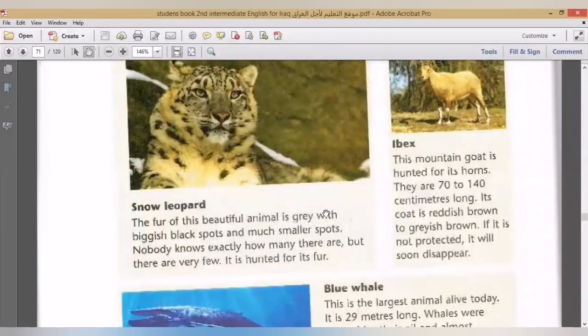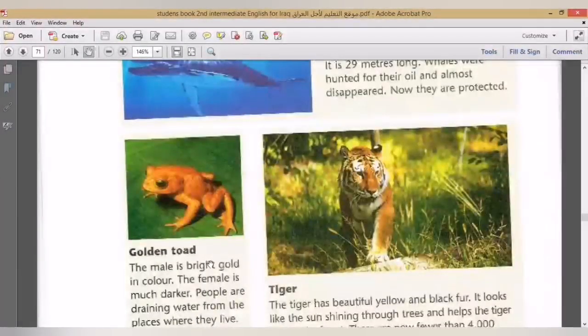There are, as a matter of fact, two reasons. Either they are losing their homes or people are hunting them and killing them for their fur, for example. We have two reasons. So which one of these animals can we say that they are losing their homes? We mentioned this when we talked about the golden toad, right?